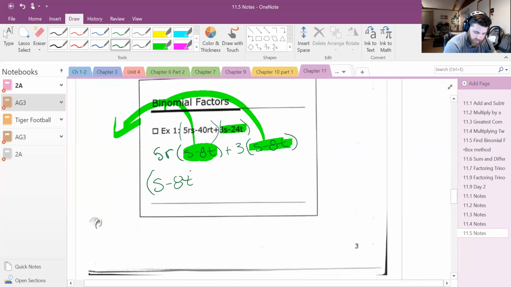That's an S, not a 5. And we're left with 5R plus 3. Once again, they came out nice and clean. No big deal.